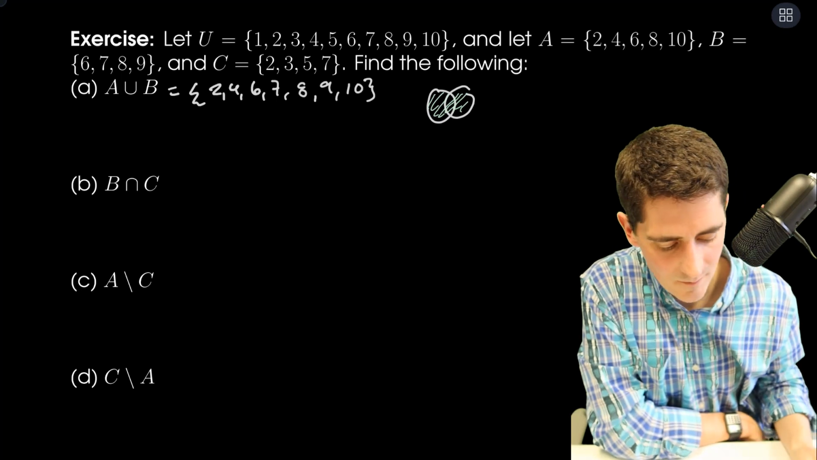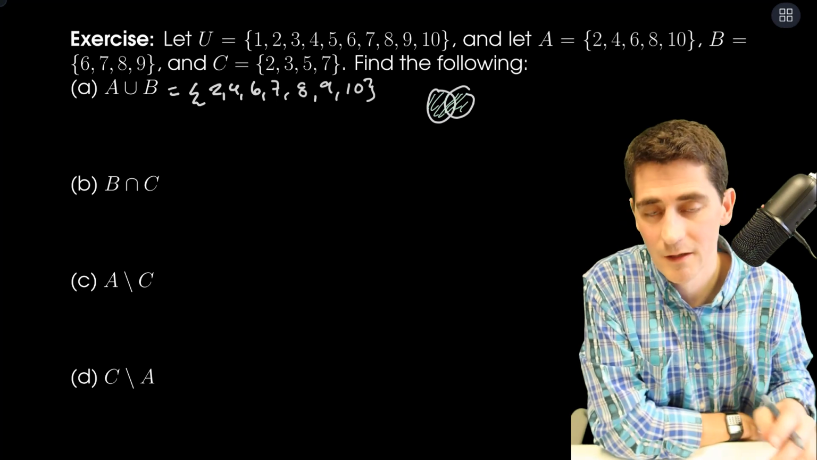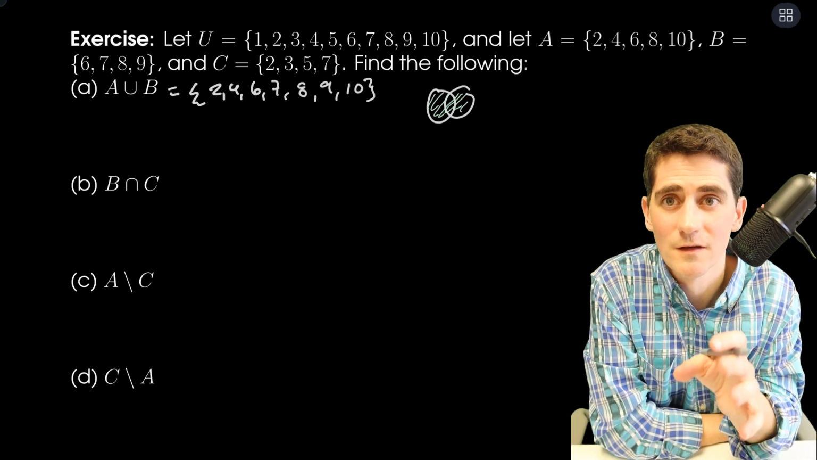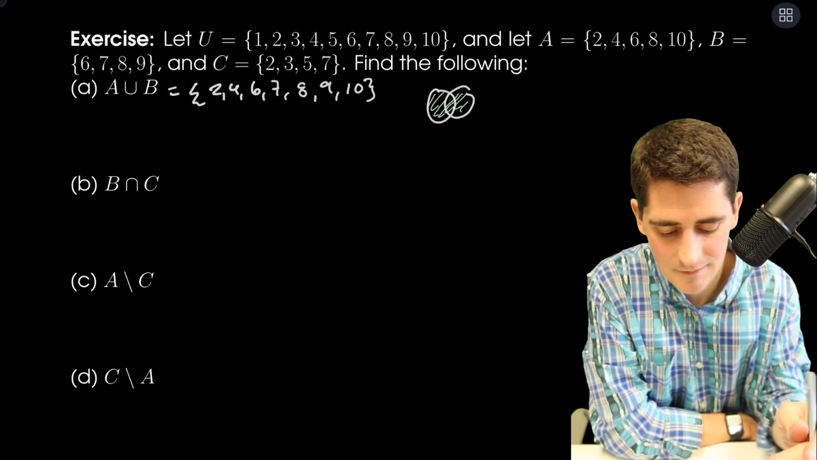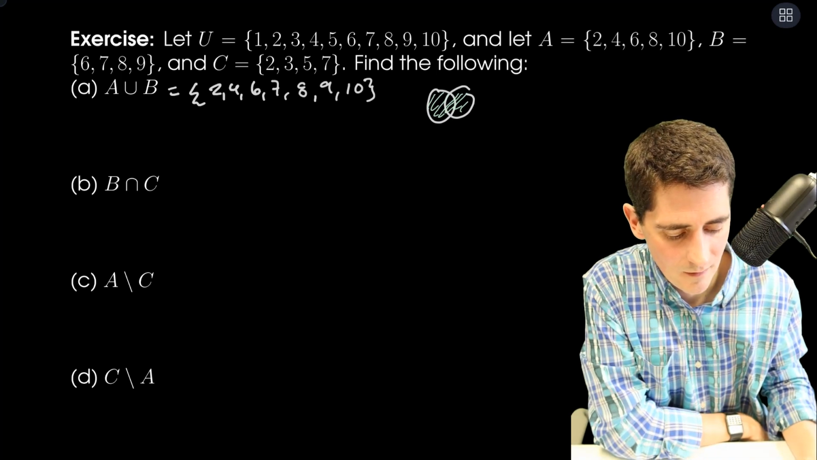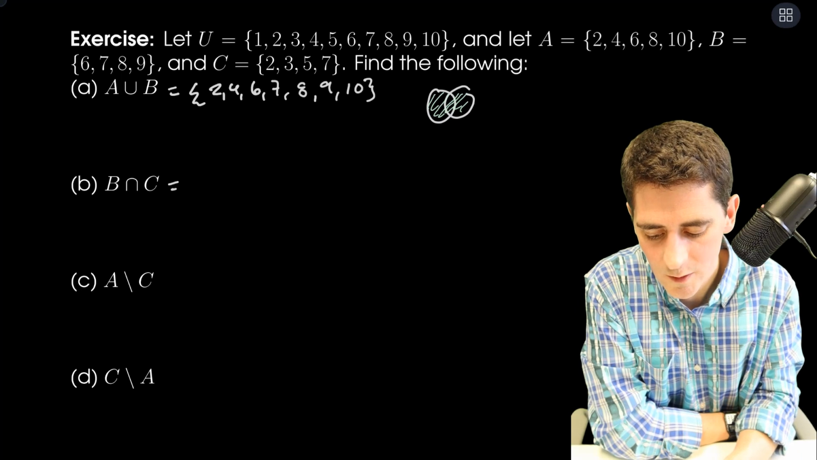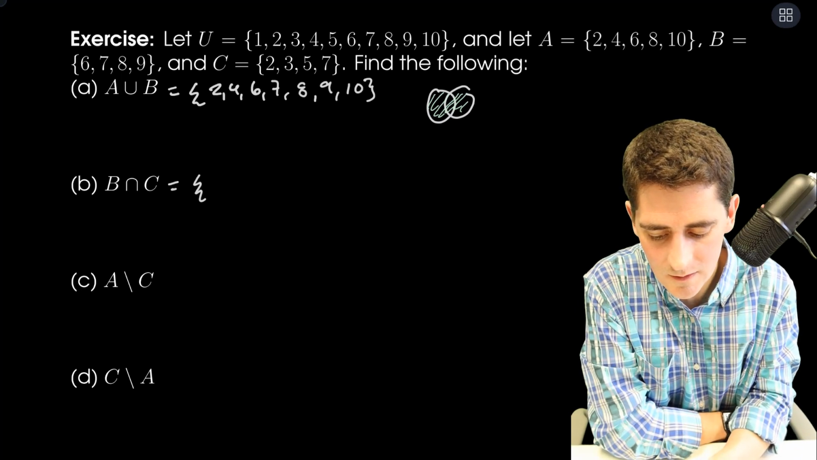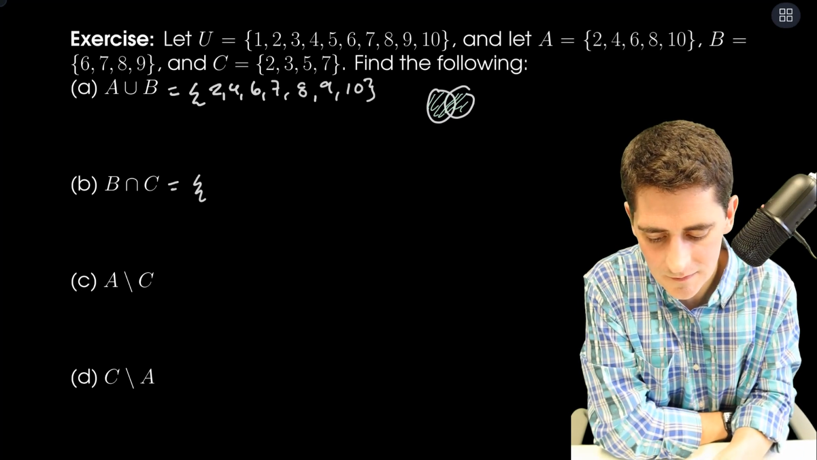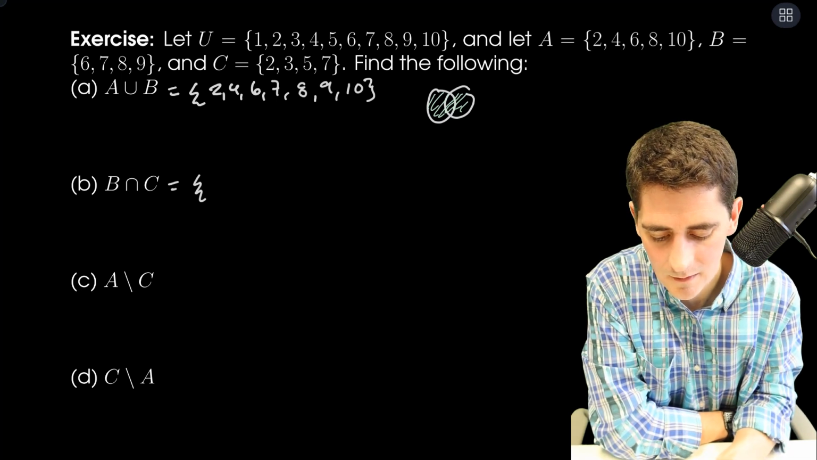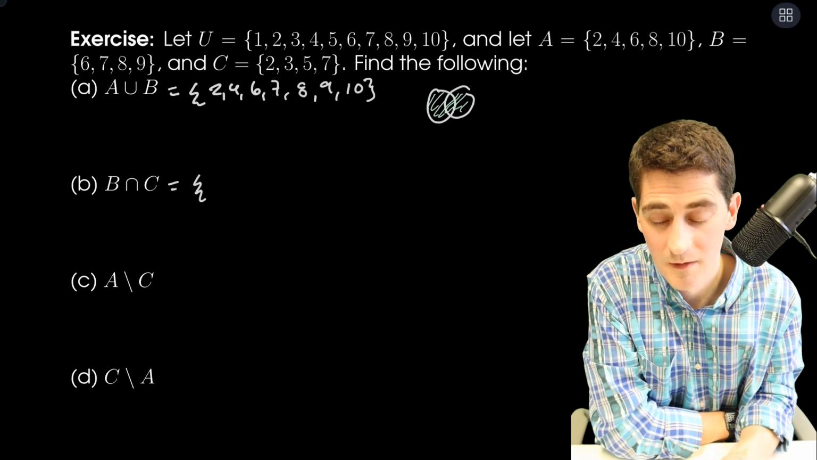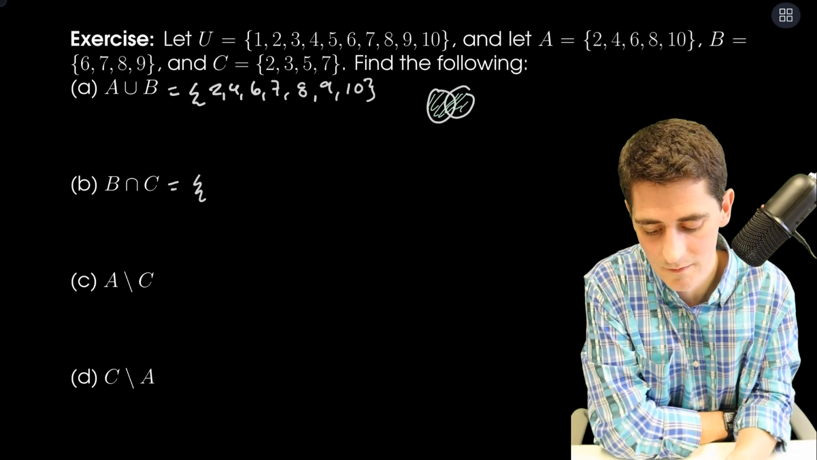Okay. B intersect C. So now this time, intersection means the stuff that's in both. It has to be B and C. So these guys are the things that are in both B and C. If I'm looking at B and C, comparing, let's see, 6 is not in both, 7 is, 8 and 9 are not, 2, 3, and 5 are not in both. The only thing that's in both is 7.